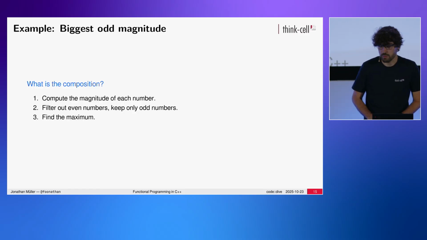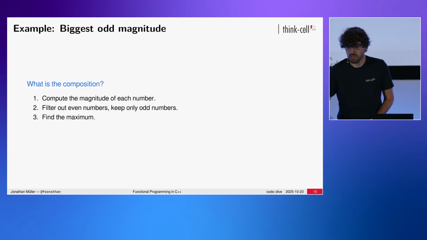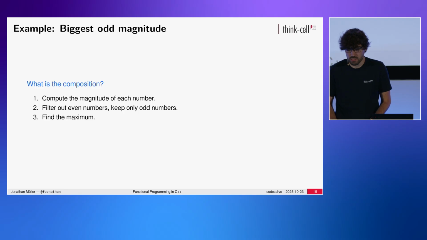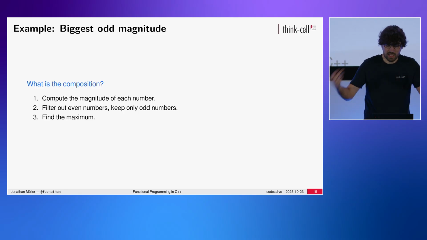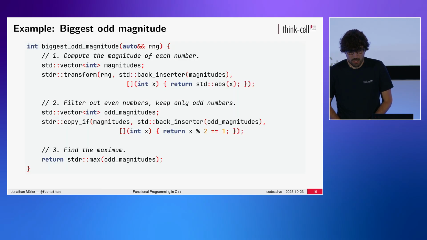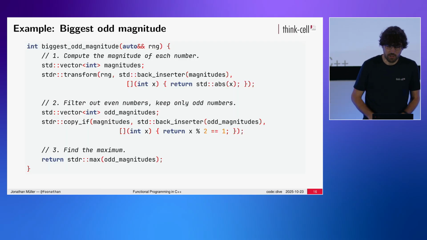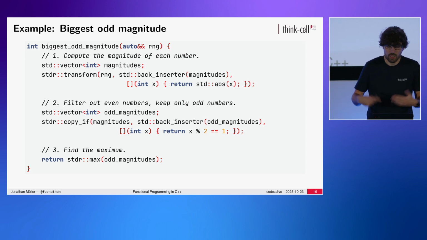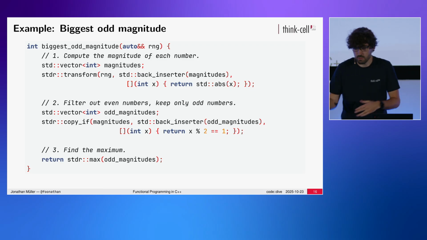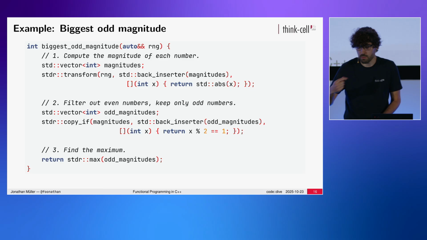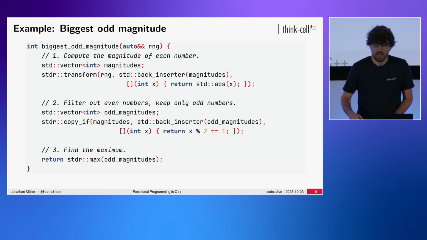And there are 3 subproblems. One is computing the magnitude of each number. The second one is filtering out even numbers, keeping only the odd ones. And then the third step is finding the maximum of this filtered magnitude list. And we can directly translate that using STL algorithms, for example. So first we call transform on a range, and the predicate just gets the absolute value, and then we store that in a container. And then we copy from that container only the ones that are odd, and then we find the maximum of that container.